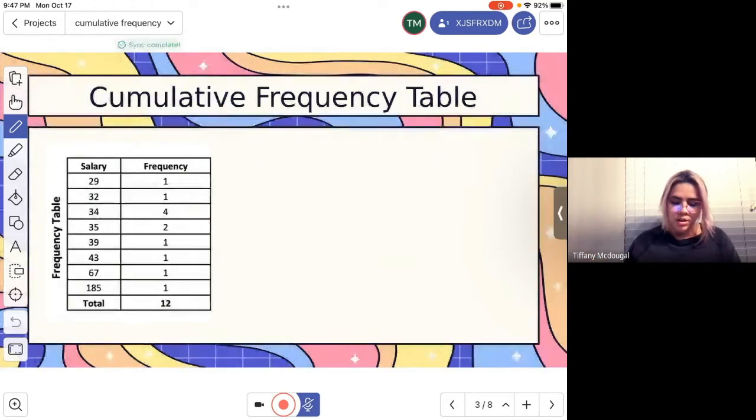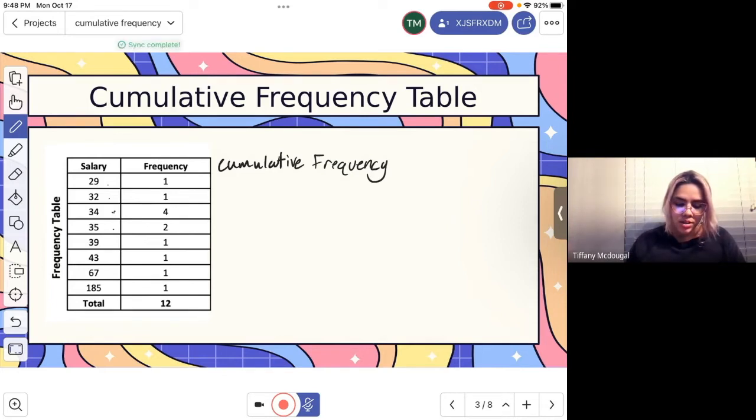a running total. So if we have this frequency table that we're looking at, and this, remember, is taken from a raw data set. This means the raw data set would read 29, 32, 34, 34, 34, 34, 35, 35, and so on. If I wanted to make a cumulative frequency chart from this, I would just add on the cumulative frequency column. And what I'm going to do is create a running total of the frequencies.